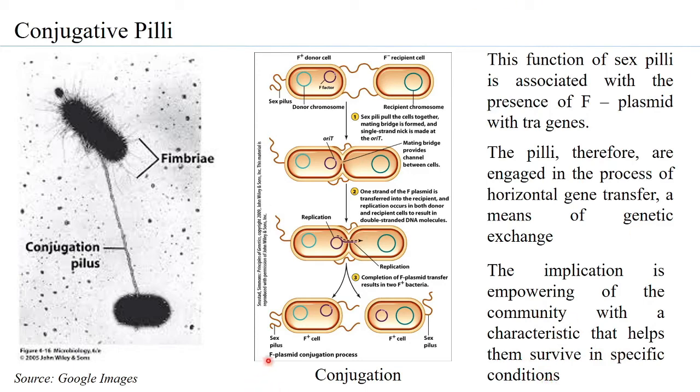So for example, suppose this is Pseudomonas aeruginosa, and this Pseudomonas has genes that enable it to use oil, or hydrocarbons, as a carbon source. Therefore, this bacterium can survive in a condition where only oil is present, which is a special characteristic for this cell.